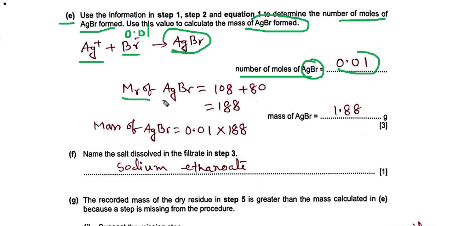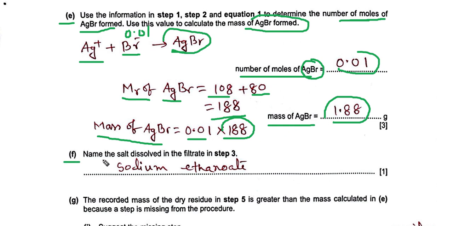Now the molar mass of silver bromide: silver is 108, bromine 80, so 188. Now the mass of silver bromide will be number of moles times relative formula mass. So if you calculate, you will get the mass of silver bromide as 1.88 gram.